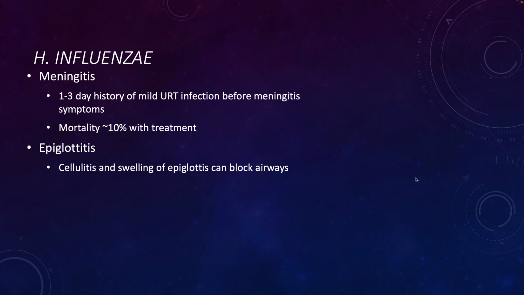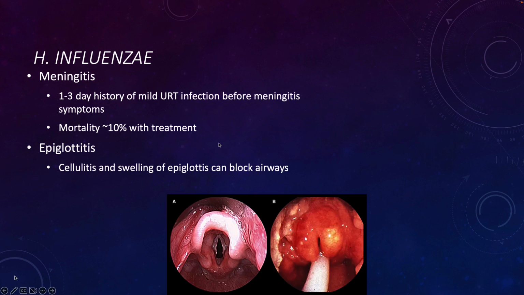Haemophilus influenzae is also one of those bacteria that is highly implicated in causing epiglottitis, or inflammation and infection of the epiglottis. So that infection, that cellulitis, and the swelling of the epiglottis can block airways. And that's what we're seeing here. This is like a normal epiglottis, and you can see the opening to the airway, and then here it's all swollen and blocked off, and this patient actually has a tube to help them breathe.